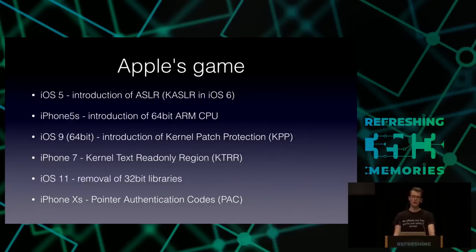started to come with iOS 9, where they first introduced kernel patch protection, an attempt to make the kernel immutable and not patchable. And they stepped that up with the iPhone 7, where they introduced the kernel text read-only region, also known as KTRR. With iOS 11, they removed 32-bit libraries, which I think has very little to no impact on exploitation. It's mainly in the list because up to that point, Cydia was compiled as a 32-bit binary, and that stopped working. That's why it had to be recompiled for 64-bit, which took someone a while to do until you could get a working Cydia on 64-bit iOS 11. So with the iPhone XS, which came out just recently, they introduced pointer authentication codes. And I'm going to go into more detail on these hardware mitigations in the next few slides.